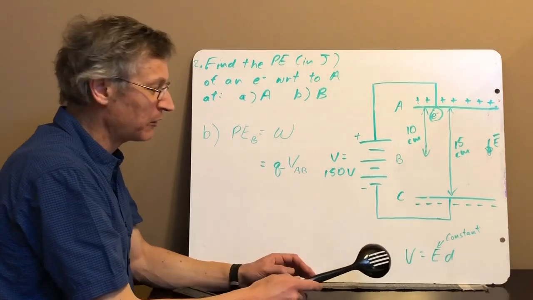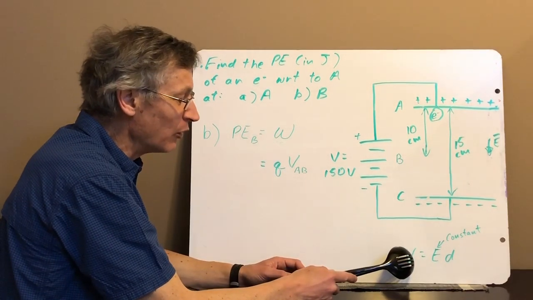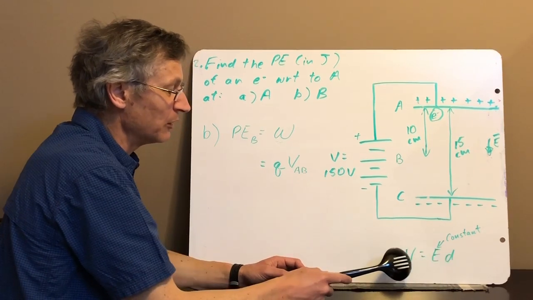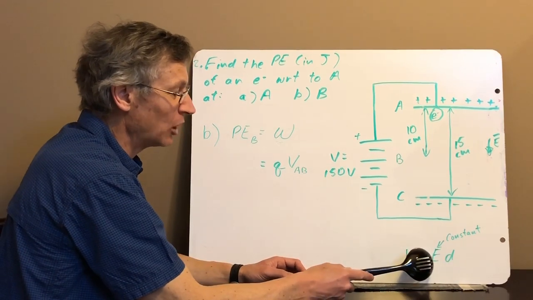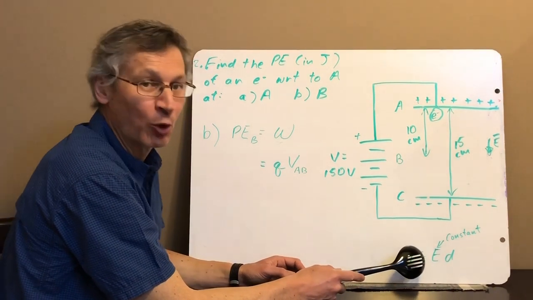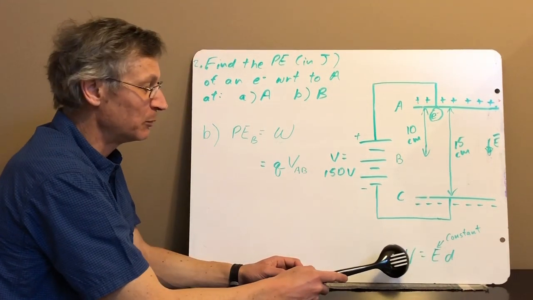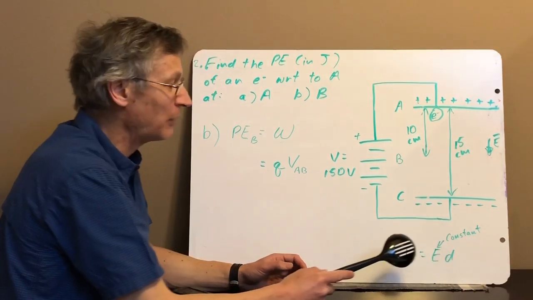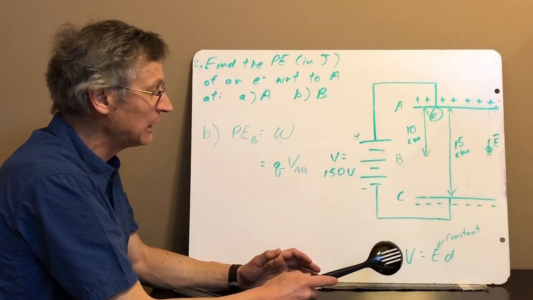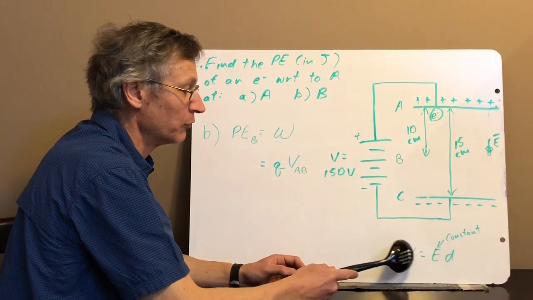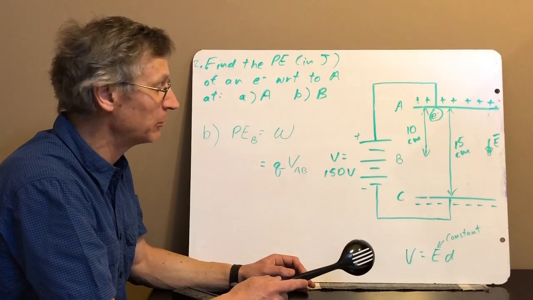So look at this mathematically. The potential difference is equal to some constant times the distance. The potential difference is proportional to the distance. So that means, basically, that you can write ratios between these two things. Remember, if things are proportional, you can write ratios between them.